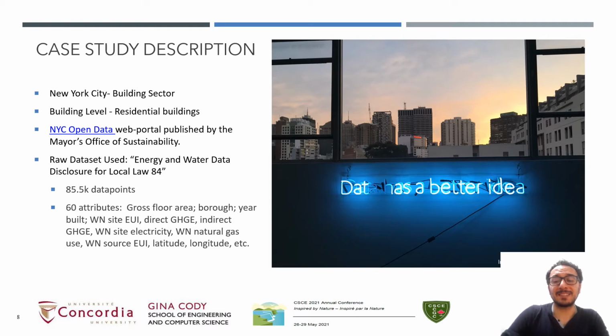As part of the case study description, we focused the study at the building scale for New York City residential buildings, and the raw data set was retrieved from the New York City Open Data Portal, consisting of 85K data points and 60 attributes, among which are gross floor area, borough, year built, weather normalized site EUI, etc.